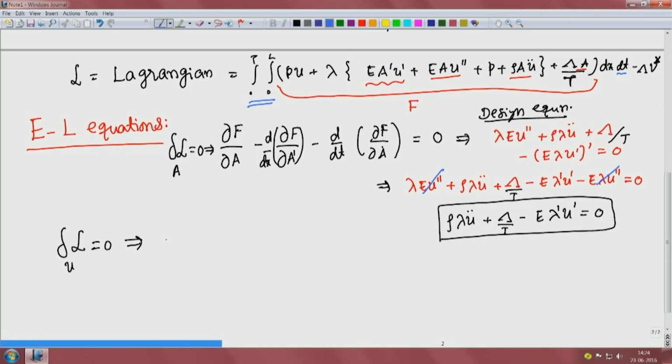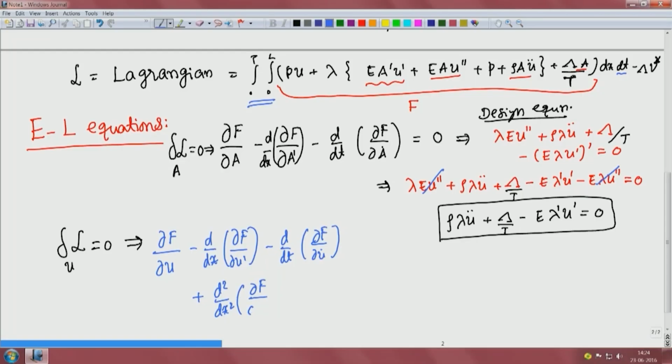So, we have to write this as dou f by dou u minus d by dx of dou f by dou u prime minus d by dt of dou f by dou u dot, which we do not have, plus d square by dx square of dou f by dou u double prime plus d square by dt square of dou f by dou u double dot equal to 0. Okay. Let us work it out.